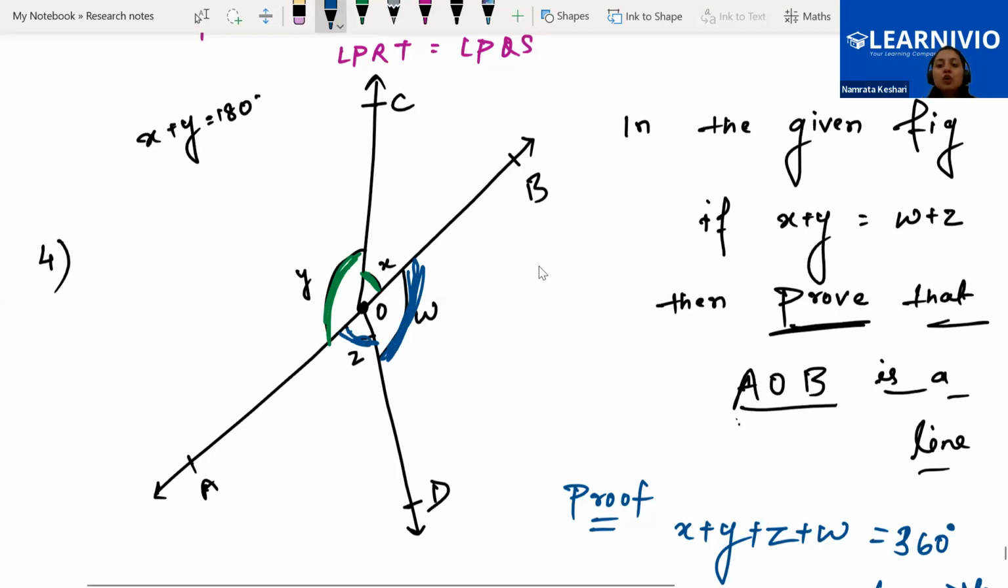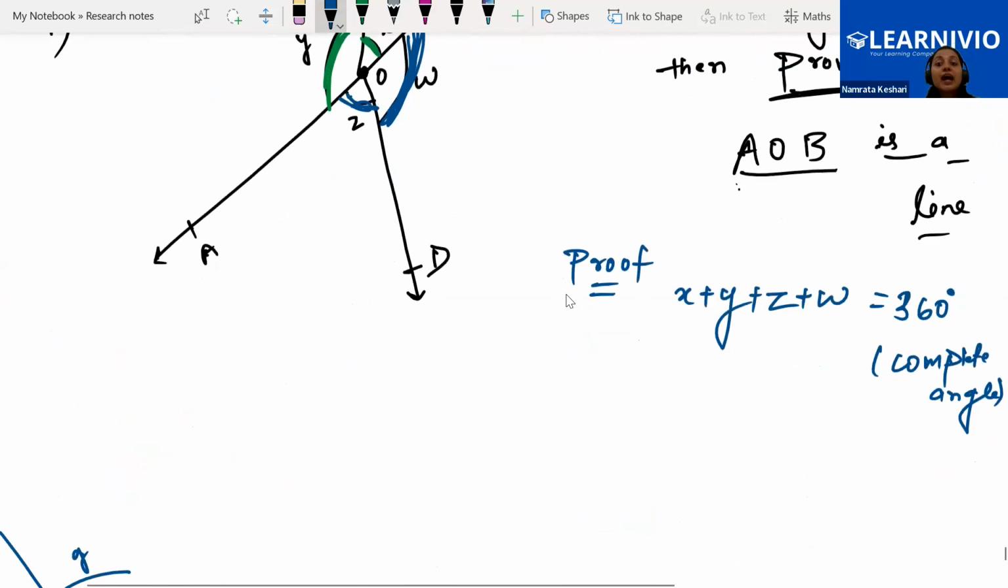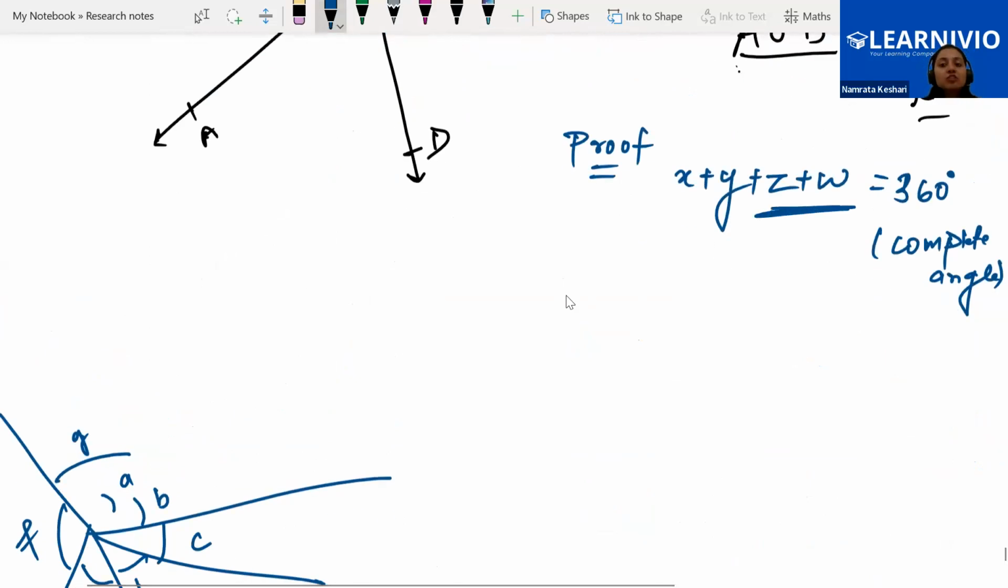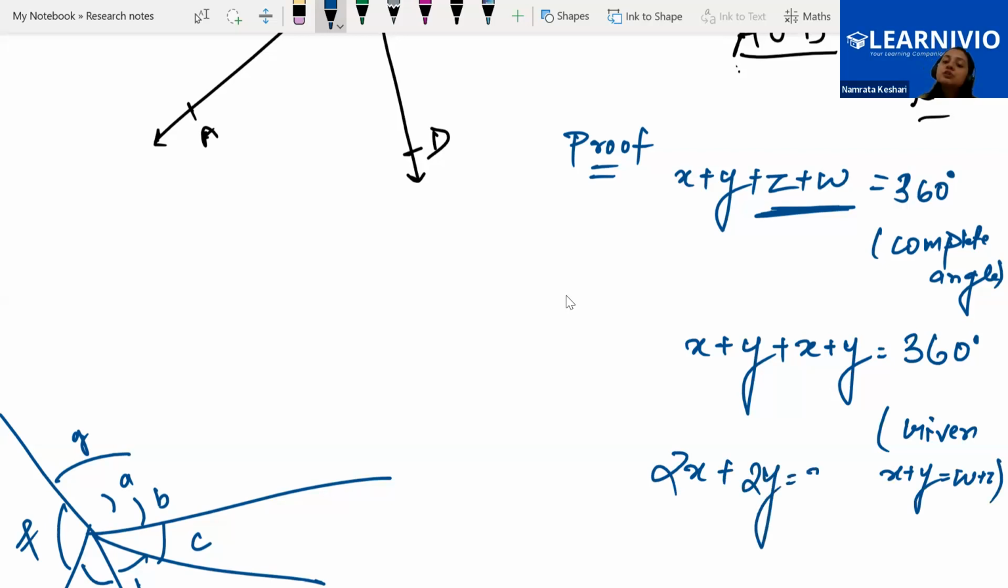Okay, so what we will do over here: given that x plus y is equal to w plus z, given that x plus y and w plus z are the same, so in the place of w plus z, can I write x plus y? Yes, because it is given that x plus y is the same as w plus z. So I'm just replacing w plus z with x plus y. What are we going to get from here? Can you tell me x plus x will be? 2x. And y plus y will be? 2y is equal to 360.